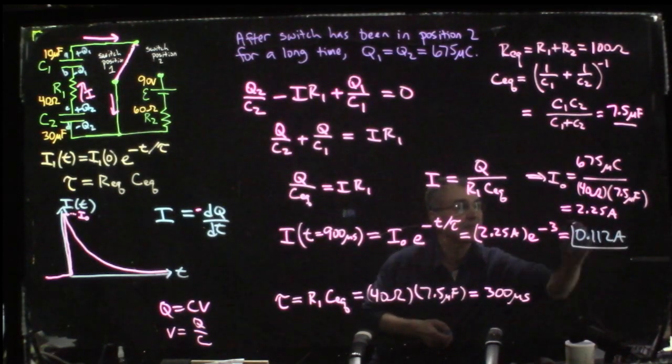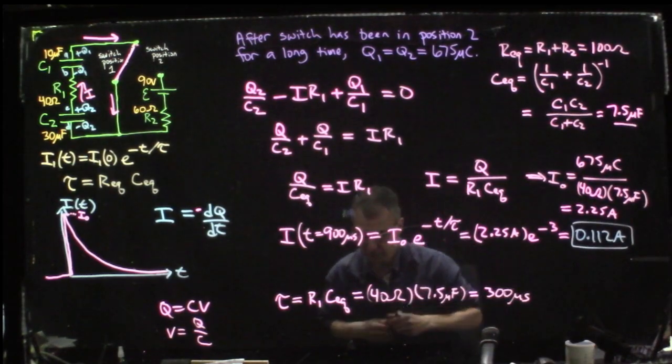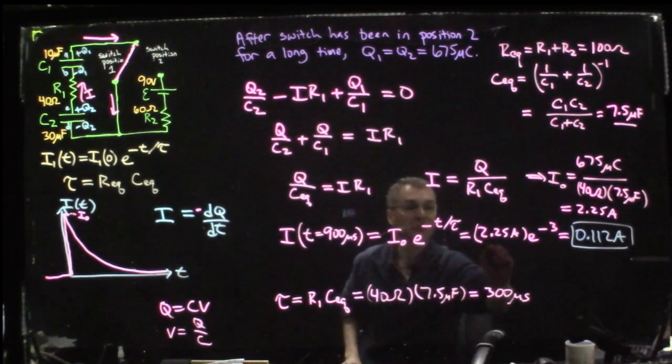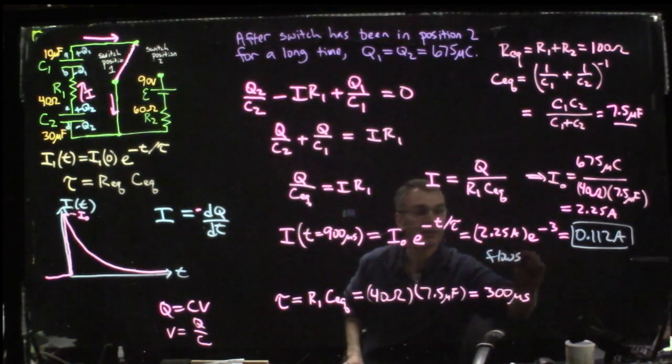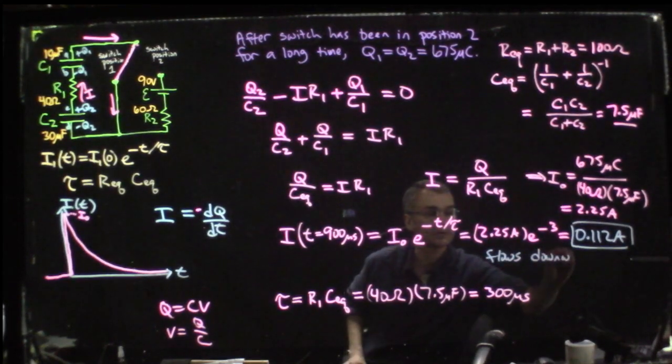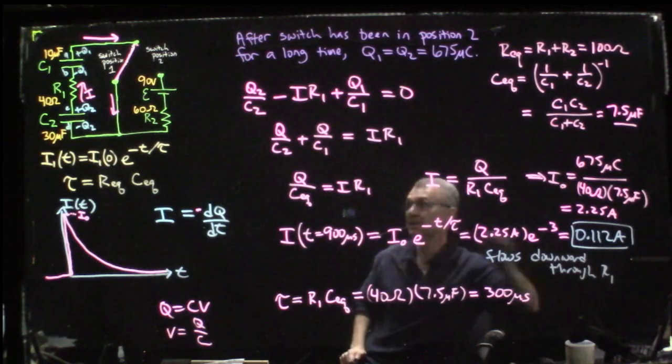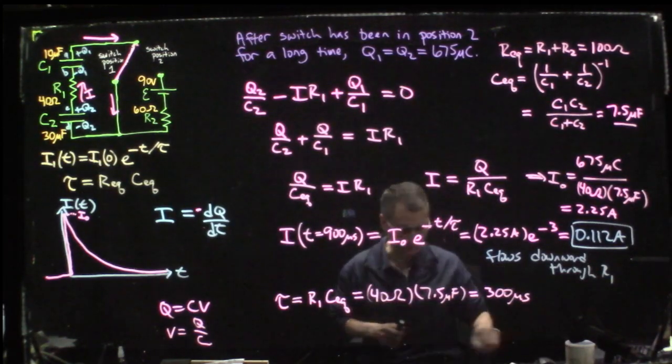So I believe that is the answer for part D. That's what I got before also. And then the problem doesn't ask you about the direction, but it flows downward through R1. No, oh gosh, it flows upward through R1.